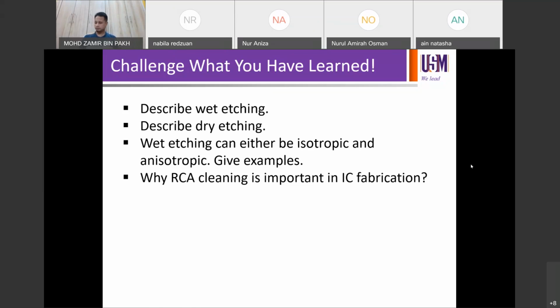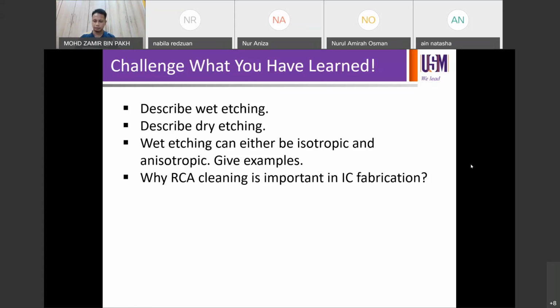I'm Natasha. Will you unmute yourself? How do you describe wet etching? What are the important points you should include? Wet etching. Wet. When we talk about wet etching, what should be in the answer? You can mention the main keywords, okay?